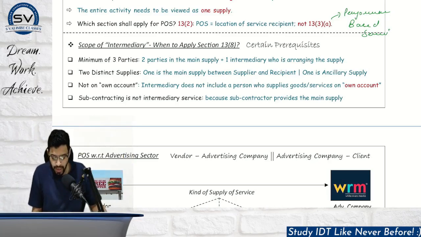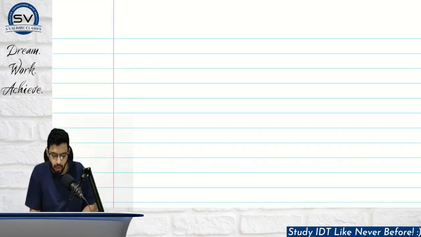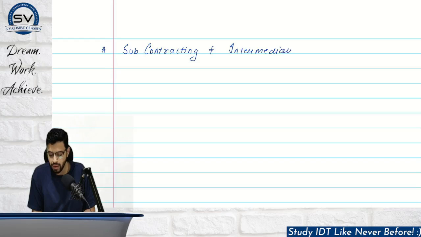And next, subcontracting is not an intermediary service because the subcontractor provides the main supply itself. Now please understand this particular point. I will take an example to ensure it is crystal clear. What did I say? The statement we passed is that subcontracting is not an intermediary. Correct? Now let's try to understand and decode what this means.